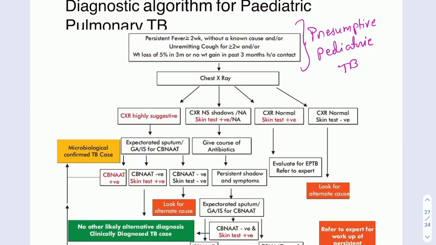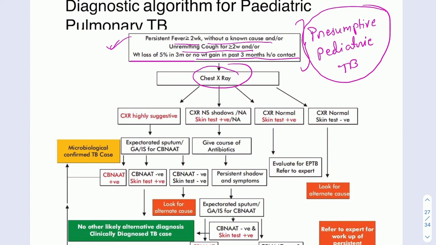Lastly, let's talk about the diagnostic algorithm for pediatric pulmonary TB. I have already discussed the case definition of presumptive pediatric TB, that means persistent fever for 2 or more weeks without a known cause and/or unremitting cough for 2 weeks or more and/or weight loss of 5% in 3 months or no weight gain in the past 3 months, with history of contact. In these cases, we're going to do a chest x-ray.